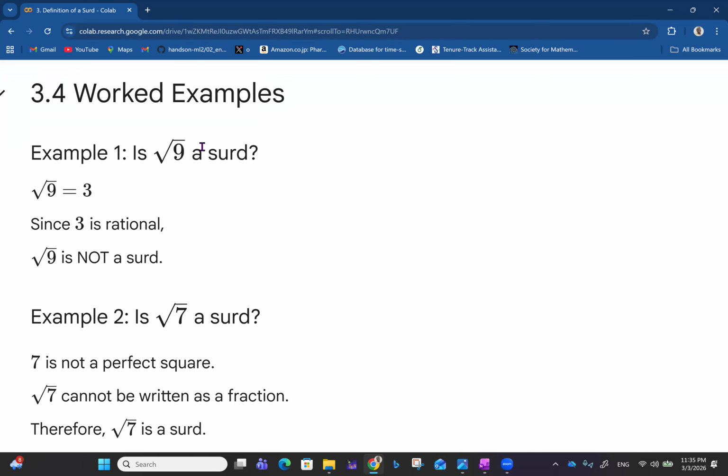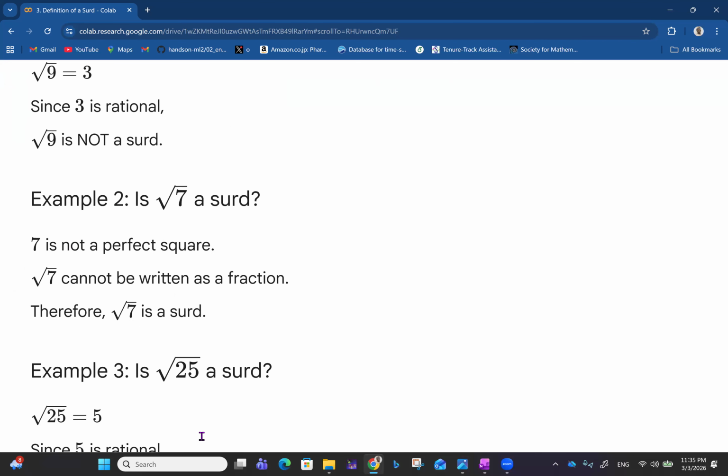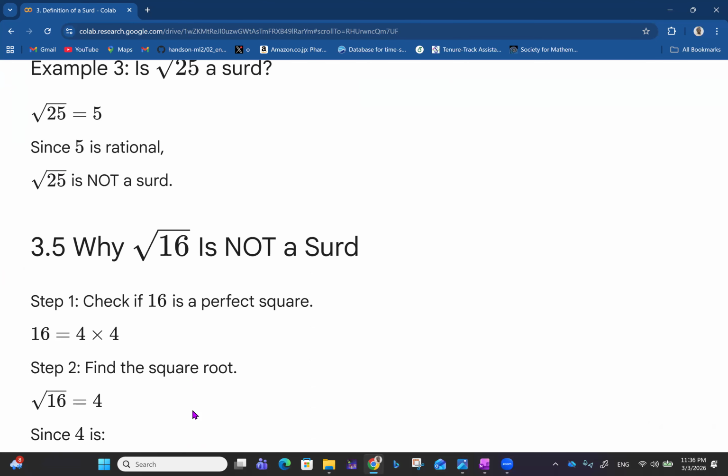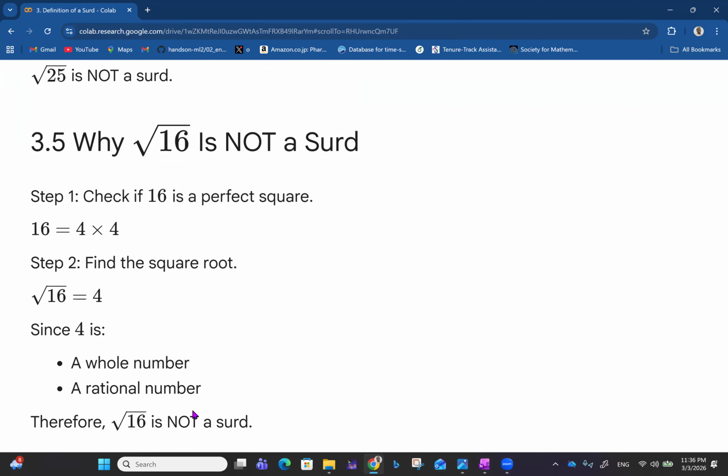Example 1: is root 9 a surd? Of course, root 9 is equal to 3, and since 3 is rational, root 9 is not a surd. Is root 7 a surd? 7 is not a perfect square, so the square root of 7 cannot be written as a fraction. Therefore, root 7 is a surd. Easy. Then is root 25 a surd? Of course, the square root of 25 is 5, and since 5 is rational, root 25 is not a surd. And then we have root 16.